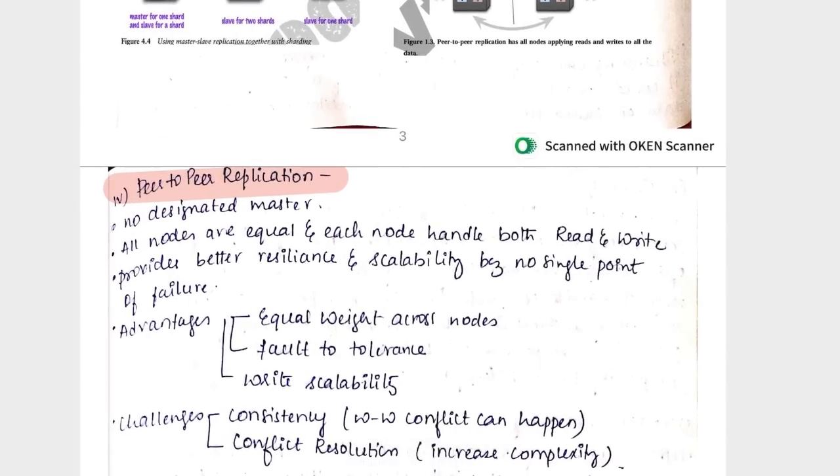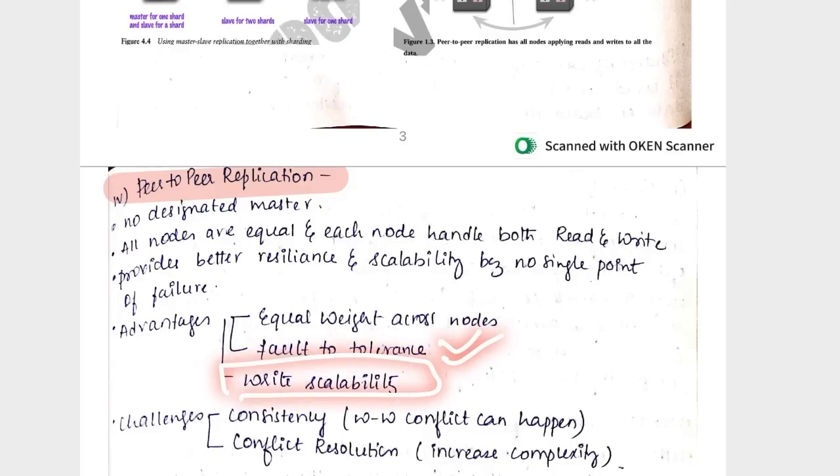So looking at the advantages, the first one is equal weight across nodes. That is, weights are equally distributed across nodes and they are equally accessible to each other in peer-to-peer connection. Next we have fault tolerance. If one node goes down, then other nodes can still serve both read and write. Thereby it will increase the availability and resilience aspect.